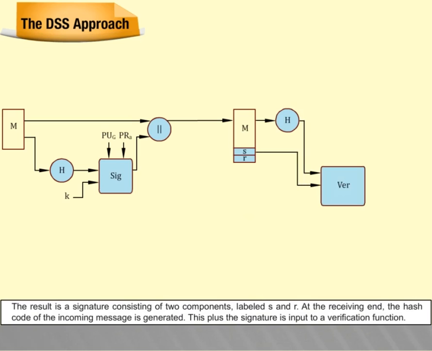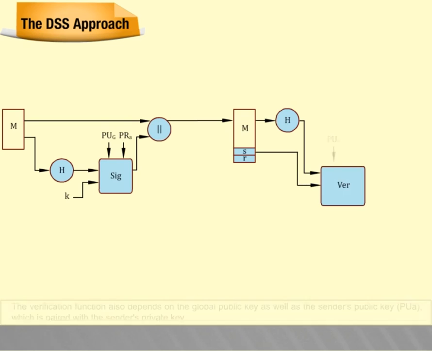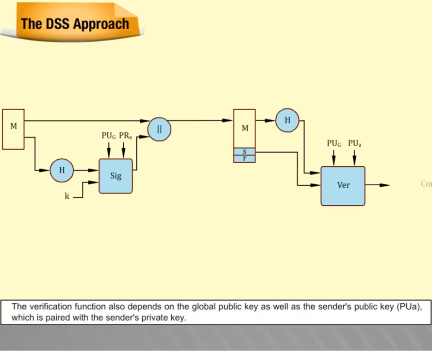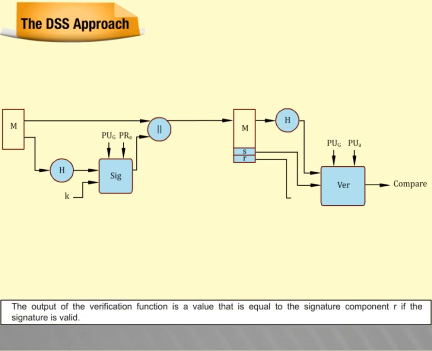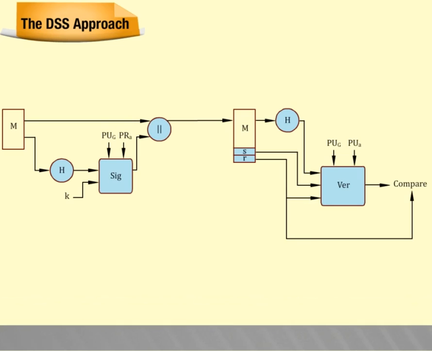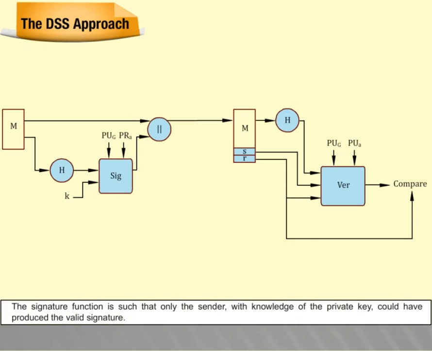At the receiving end, the hash code of the incoming message is generated. This plus the signature is input to a verification function. The verification function also depends on the global public key, as well as the sender's public key, PUa, which is paired with the sender's private key. The output of the verification function is a value that is equal to the signature component r if the signature is valid. The signature function is such that only the sender, with knowledge of the private key, could have produced the valid signature.